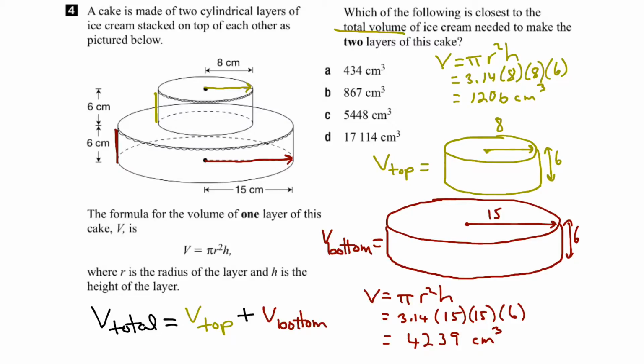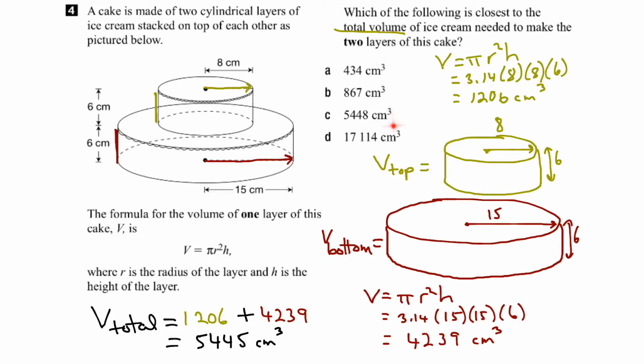So to get the total volume, we just place these values here in for our top and bottom layers and add them up. So the volume of the top is 1,206 centimeters cubed, and the volume of the bottom is 4,239 centimeters cubed. And if we add those two numbers together, we would get 5,445 centimeters cubed, roughly that value.